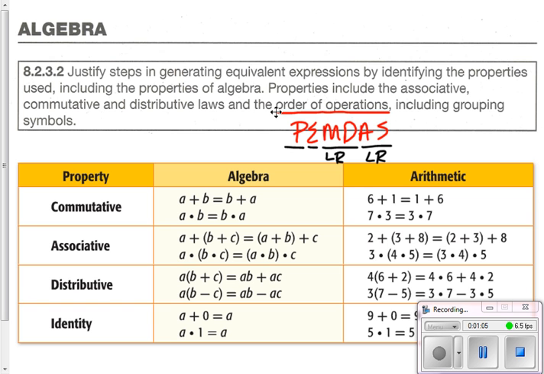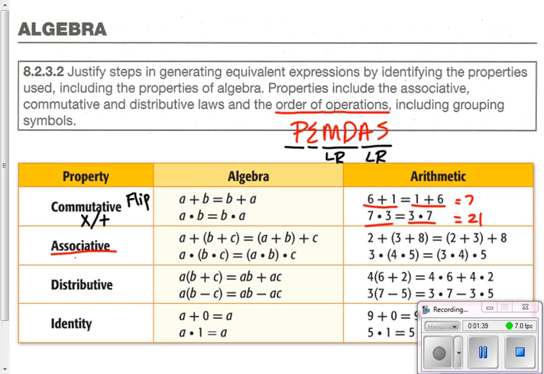Now to refresh your memory on some properties here. Commutative property, basically known as a flip. You can flip numbers around and it doesn't matter when you multiply or when you add. So if you look at the commutative property here, notice in the arithmetic you have 6 plus 1 and 1 plus 6. They're equal. Both things will give you 7. 7 times 3, 3 times 7, doesn't matter. You're still getting 21. So you can flip numbers around. Doesn't matter when you multiply or add.